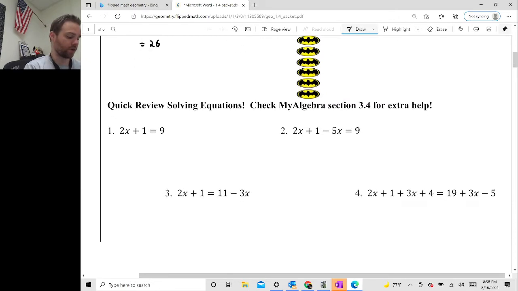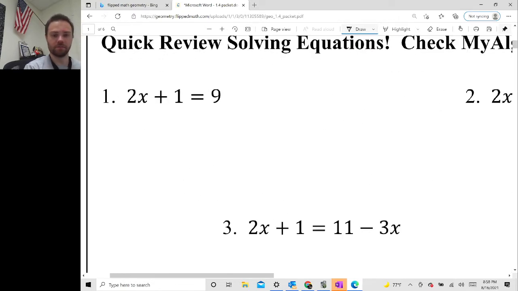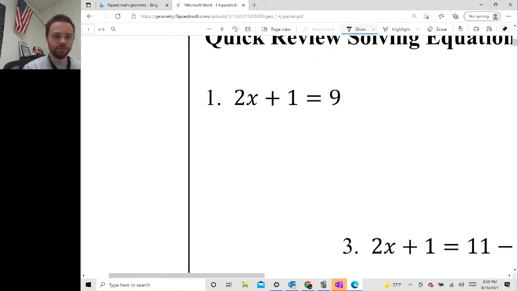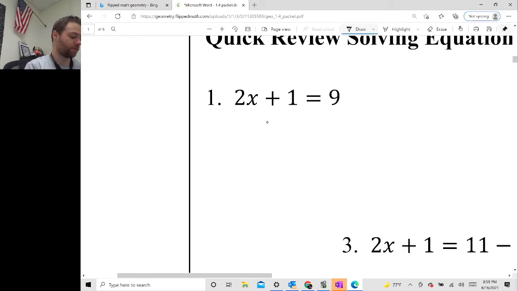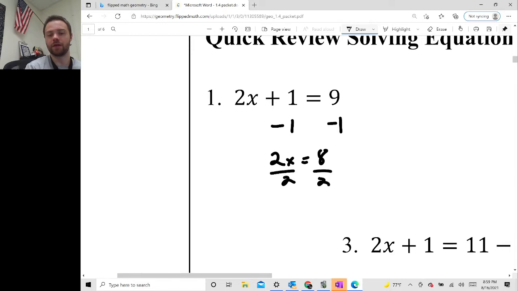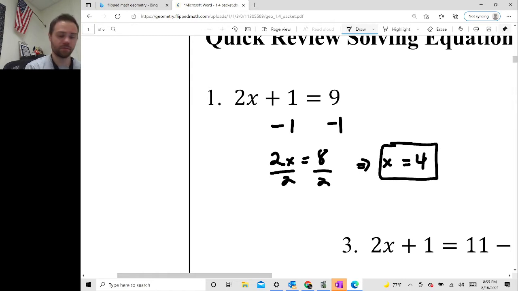So down here I've got a quick review of solving equations, something they created. For this equation, first thing I'm going to do is subtract 1 from both sides of this equation, and I get 2x equals 8. So then I've got 2 in front of that x. I've got 2 times x equals 8. To undo this multiplication, I'm going to divide both sides by 2. So this gives that x equals 4. And there you go.